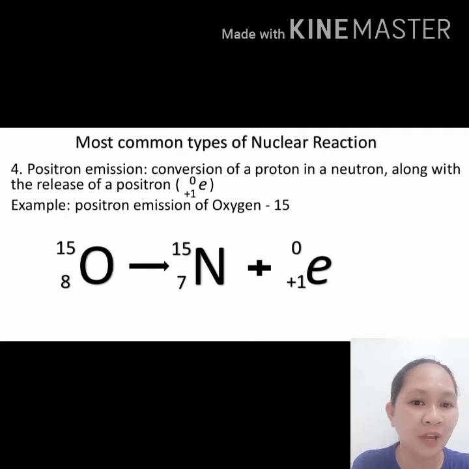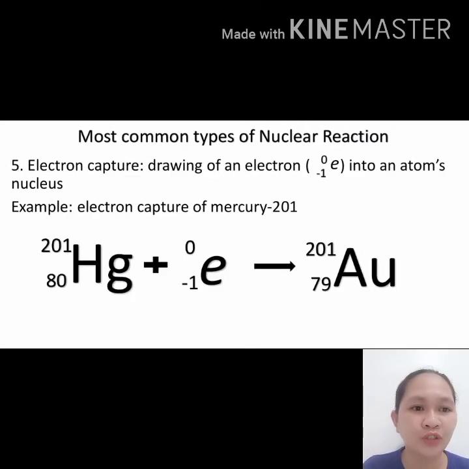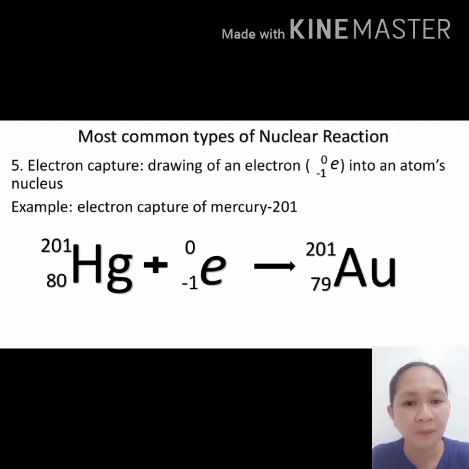So, the element which has atomic number 7 is nitrogen. Next is electron capture, or drawing of an electron into an atom's nucleus. Here we have an example of electron capture of mercury-201. Mercury is represented by Hg. It has an atomic number of 80 and an atomic mass of 201.